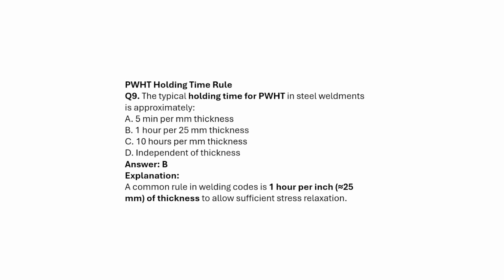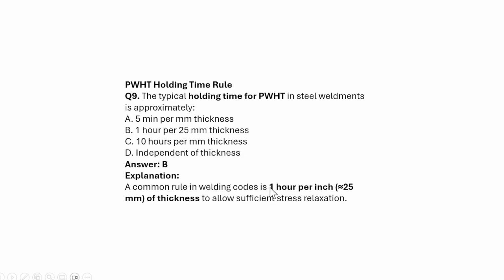Next is the typical holding time for post weld heat treatment in steel, approximately. In general for steel we go for 650 degrees for 2 hours. The option close to that is B. That is 1 hour per 25 millimeters of thickness.